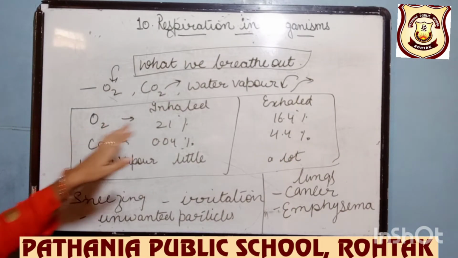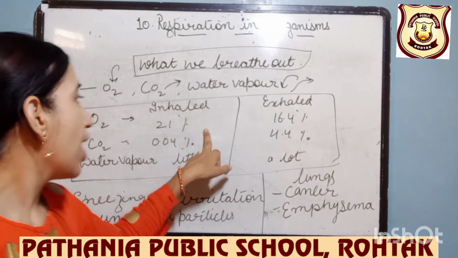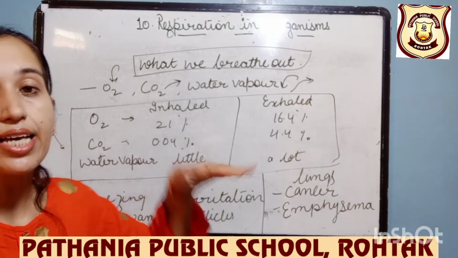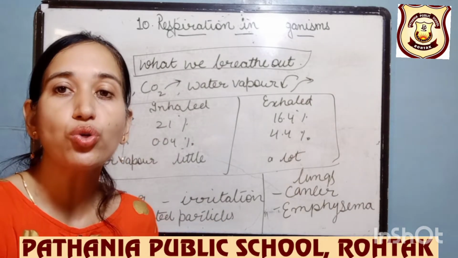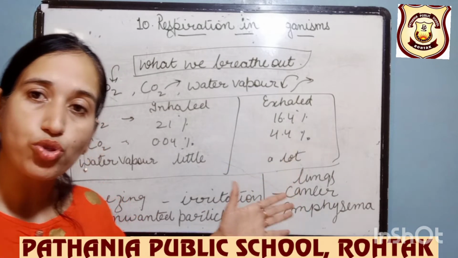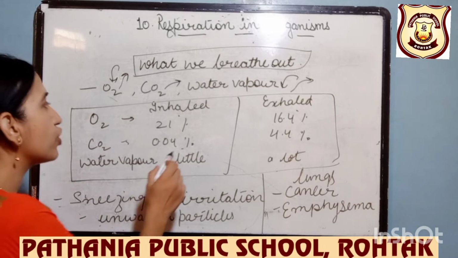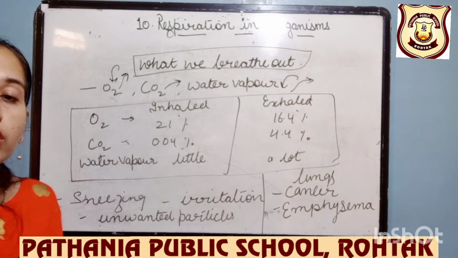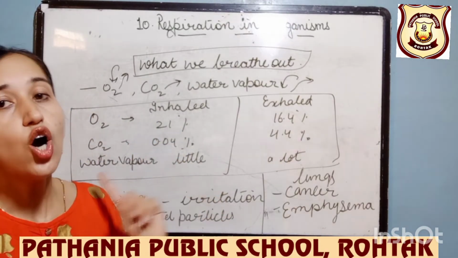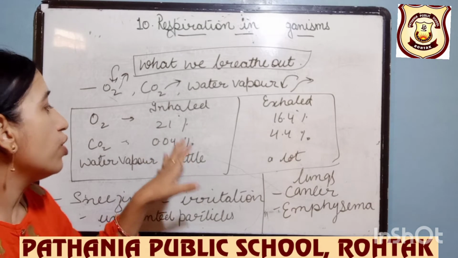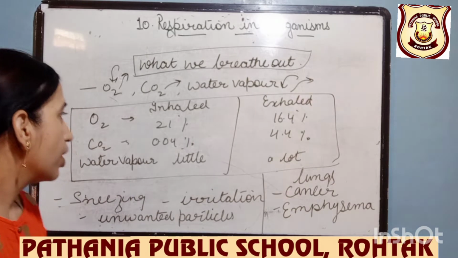Oxygen is inhaled at 21% during inhalation and 16.4% is exhaled out. When we exhale, CO2 is also exhaled out, so it involves both. CO2 at 0.04% is inhaled along with the oxygen, and 4.4% is exhaled out.